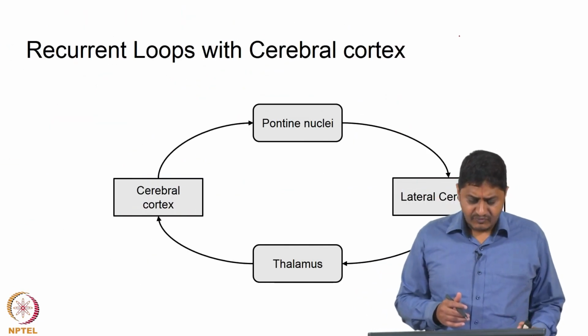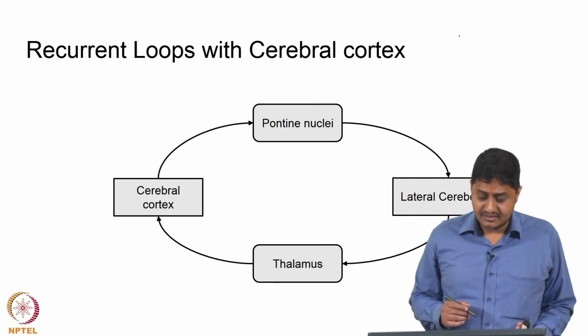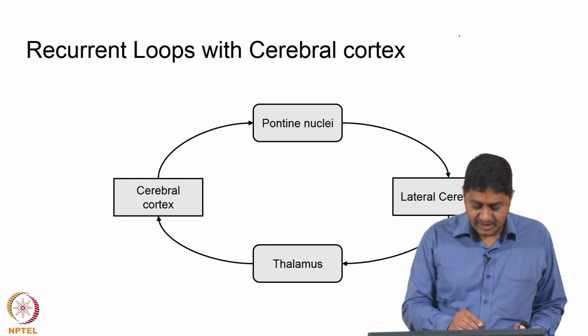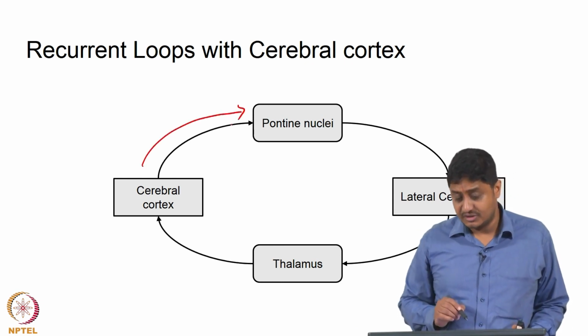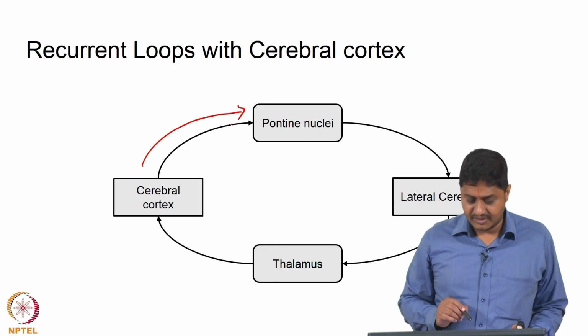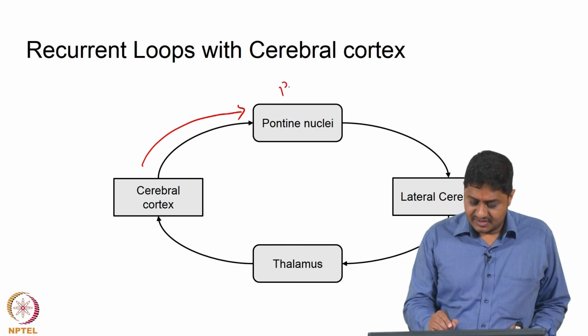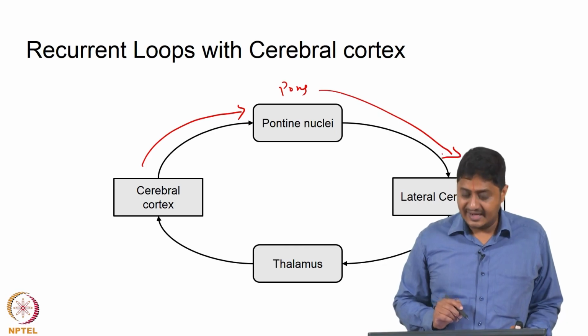Okay. And we discussed the recurrent loops that the cerebellum has with the cerebral cortex. So, cerebral cortex sends information to the pons, or pontine nucleus, and pons acts as a relay center and sends information to the lateral cerebellum.